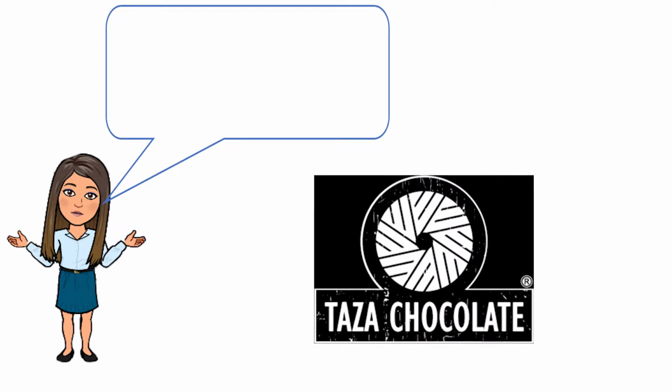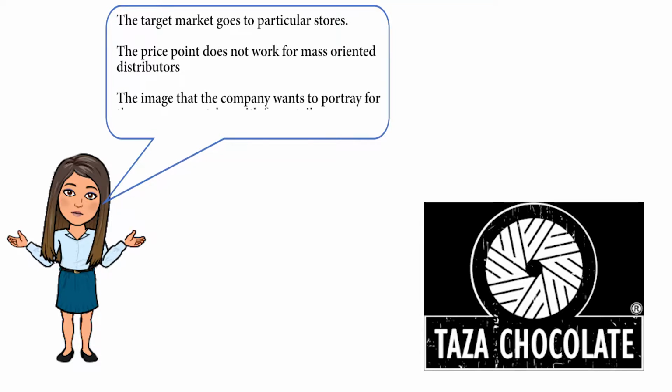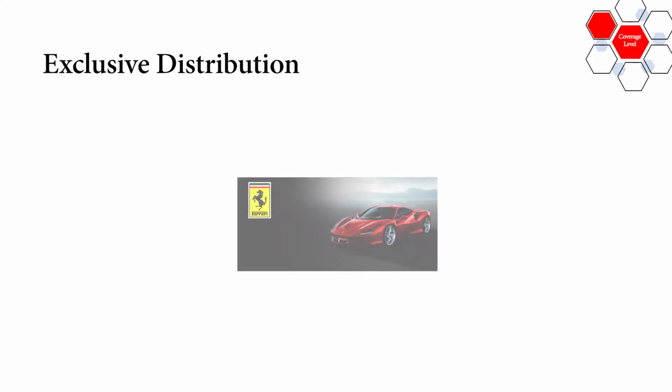Well, the answer could be that the target market goes to particular stores, the price point does not work for mass-oriented distributors, or the image that the company wants to portray matches with few retailers. The final level is exclusive distribution. Here the company only uses either one intermediary or a single outlet in a particular region.